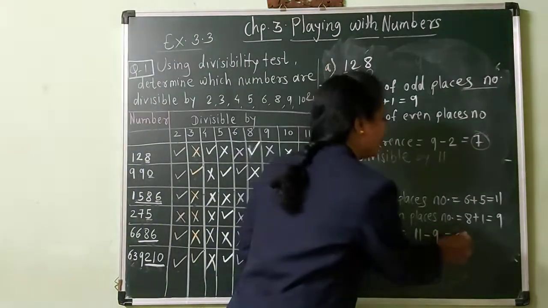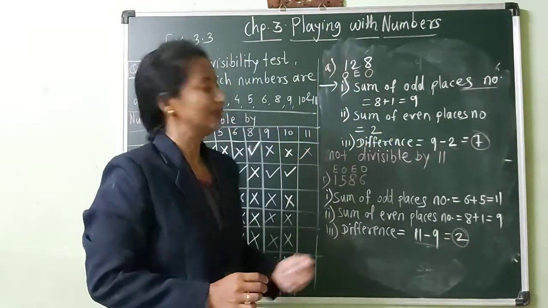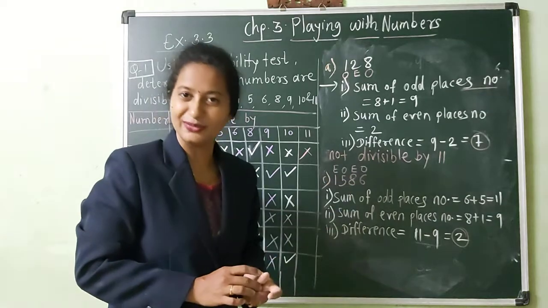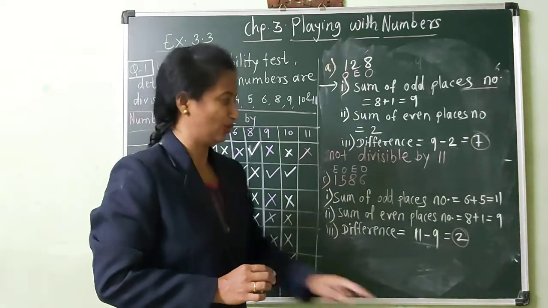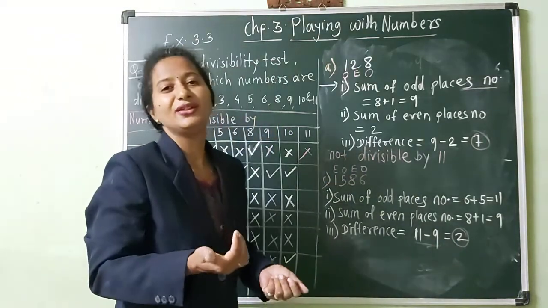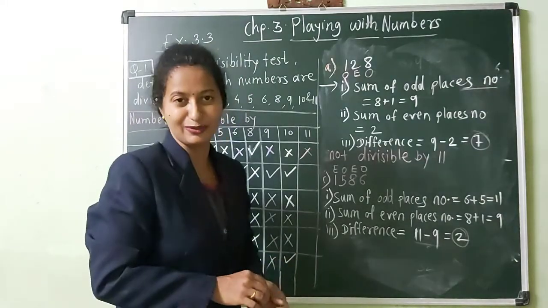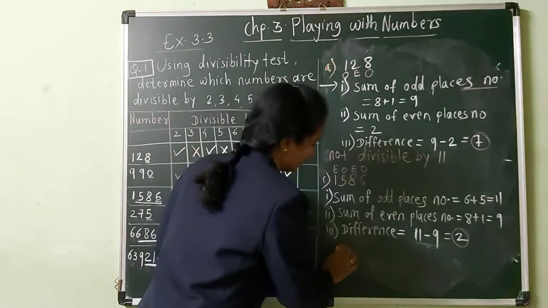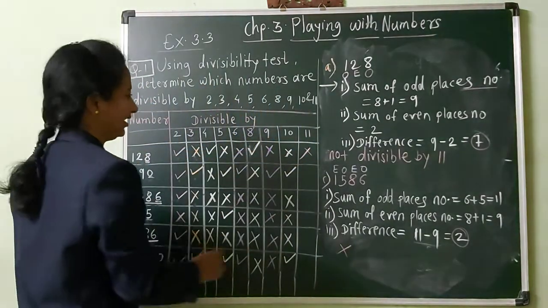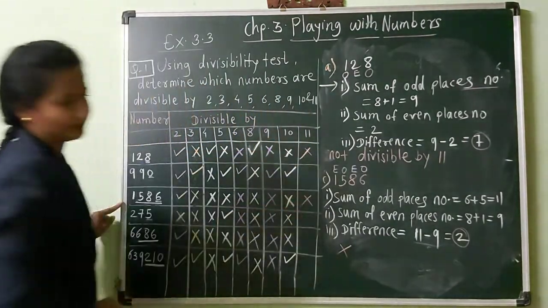So now tell me, here you got the answer 2. Is the given number divisible by 11 or not? No. What is the rule? If you get the answer 0 or a multiple of 11, then that number is divisible by 11. So this number is also not divisible by 11.